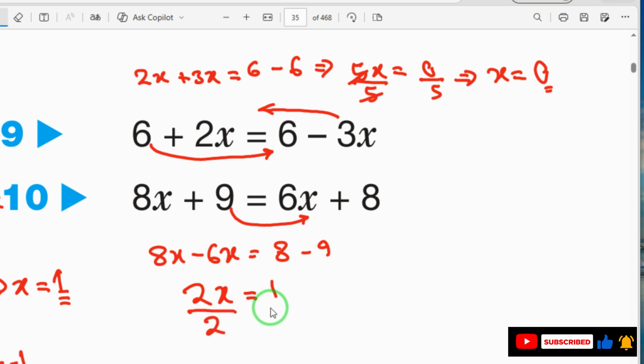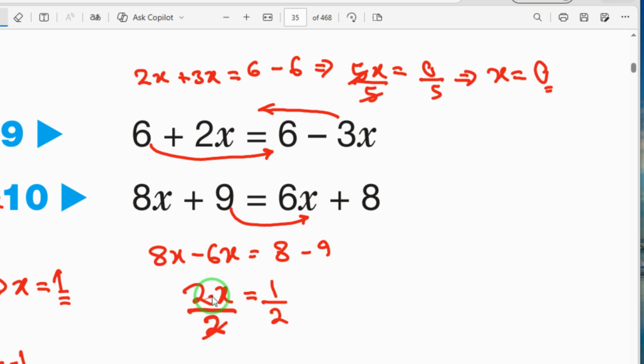Divide both sides of the equation by 2. So x is equal to 1 over 2. This is the answer of this question.